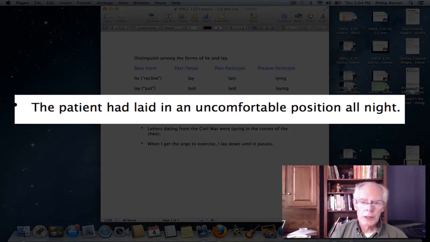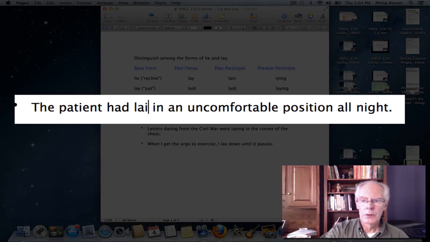Okay, again, we're looking for the past tense of lie here because the patient had reclined in an uncomfortable position all night. Could be interchanged with lay. The form of lie, I mean, laid. And the past tense of lie, again, is lay, but we're looking here with had laid, had, for the past participle. So what's the past participle of lie? It is lain, L-A-I-N. And we have used the past participle for the word lay here.